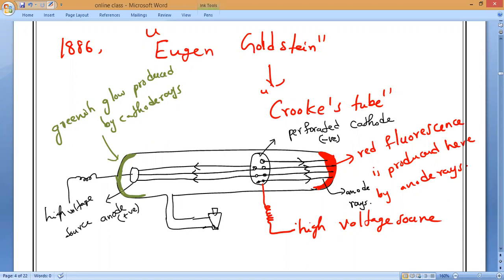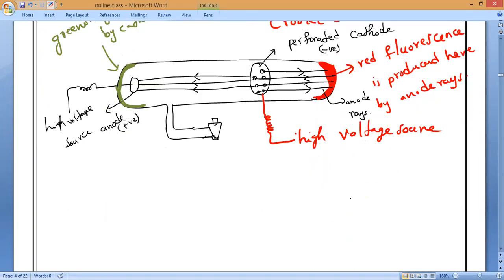Again the same thing. What voltage, how much was given? Please respond. 10,000 volts, sir. So the same 10,000 volts has been taken with the perforated cathode.